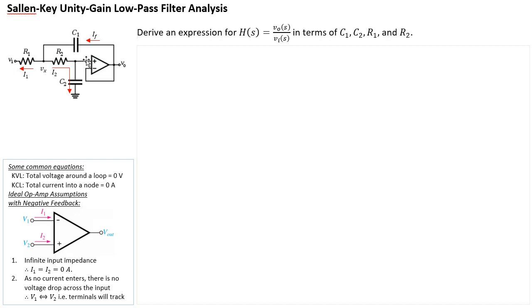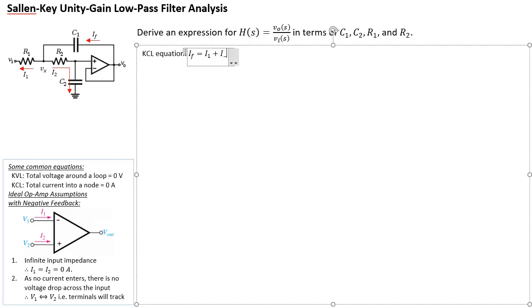Now we should be able to write a couple of equations. The first one that comes to mind is the one that relates IF with I1 and I2. That's just basic KCL. So IF is equal to I1 plus I2. That's the first equation. With KCL, it really matters which direction you define your arrows, and in the way I've defined them here, this is my KCL equation.